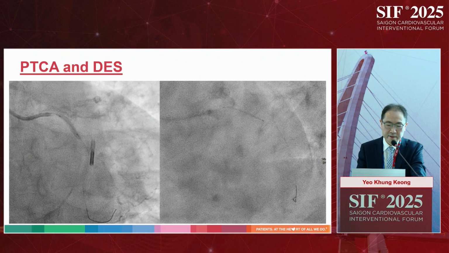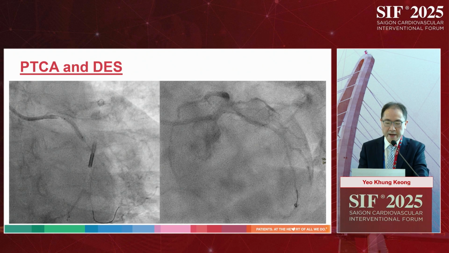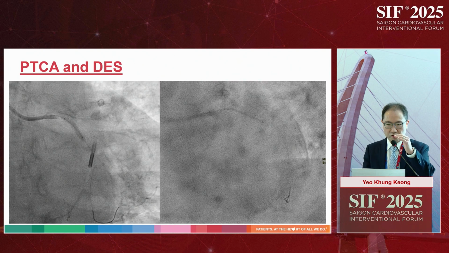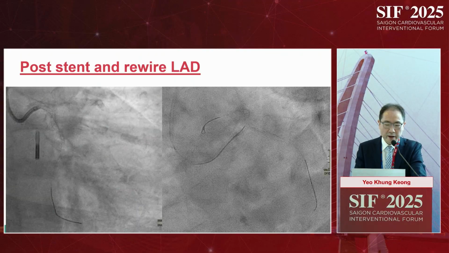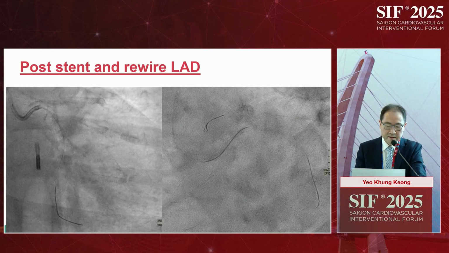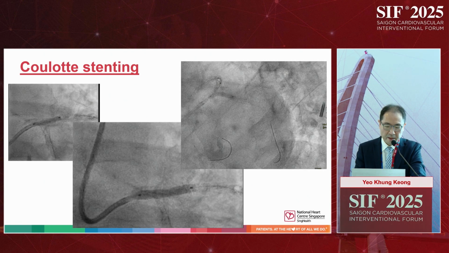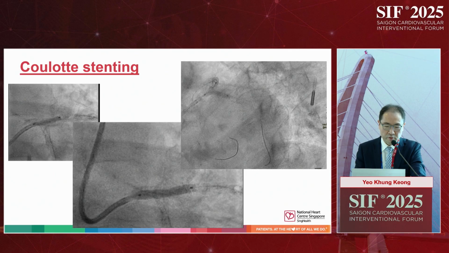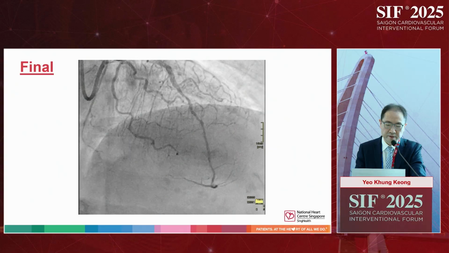Scary, I know. Ballooned it, stented it. And I think the reason why I stented is because really there is that trough, and one really doesn't know how it will behave. Rewired the LED and converted this to a culotte. Initially I was hoping to drug coat balloon it, but I don't think we would have a good result. So this is the final result.